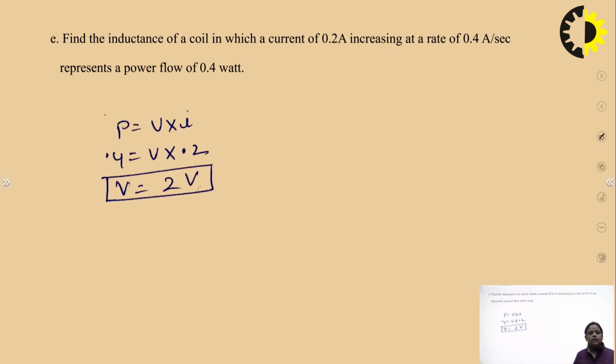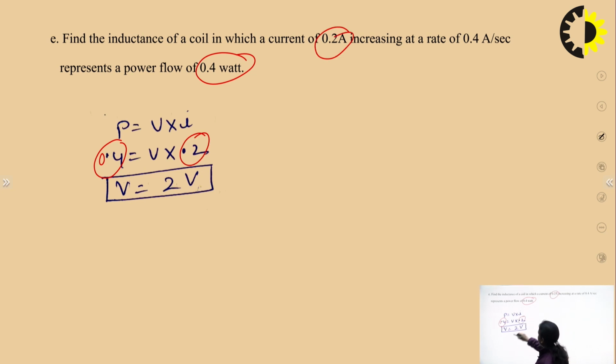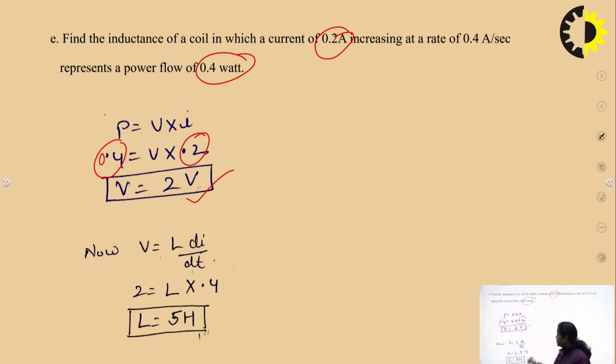So, here the power we know is equal to V into I, and the power is given, 0.4 watt. It is given 0.4 watt. You can write 0.4 watt, and the current is given 0.2 ampere. So, from here you can find the value of V, right? And you know the relation V is equal to L di by dt, right? We know this relation V is equal to L di by dt.